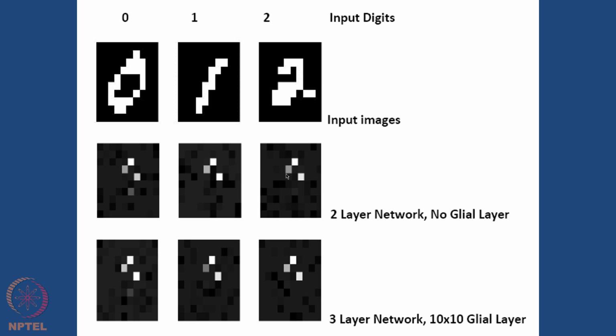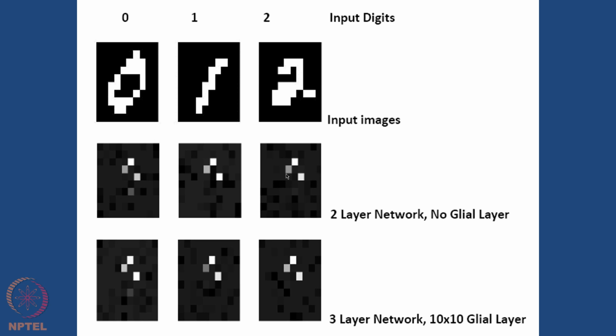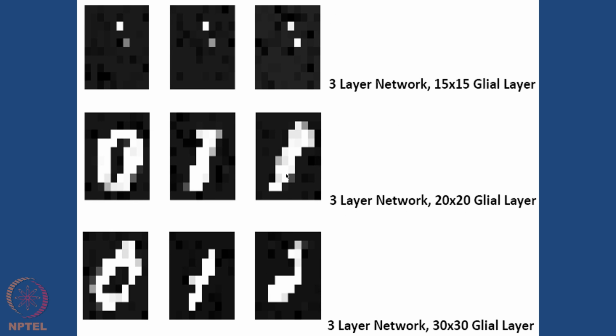So the energy matching principle is not achieved when you have only two layers and without any glial layer. And in the bottommost row, there is a glial layer, but in this case, the input and output layers are of size 30 by 30, but the glial layer is only 10 by 10. So in this case also there is no matching that is achieved.